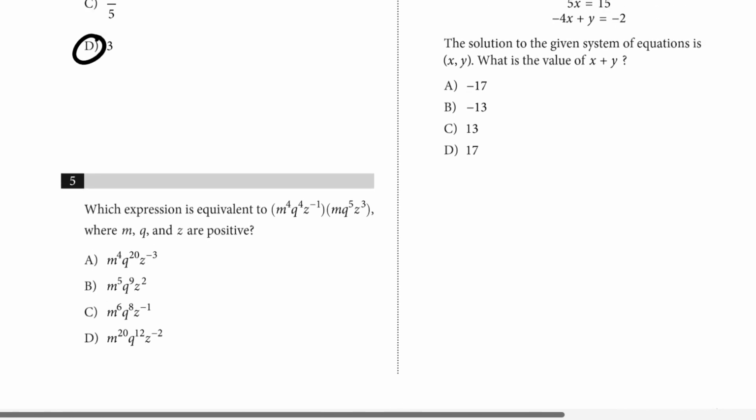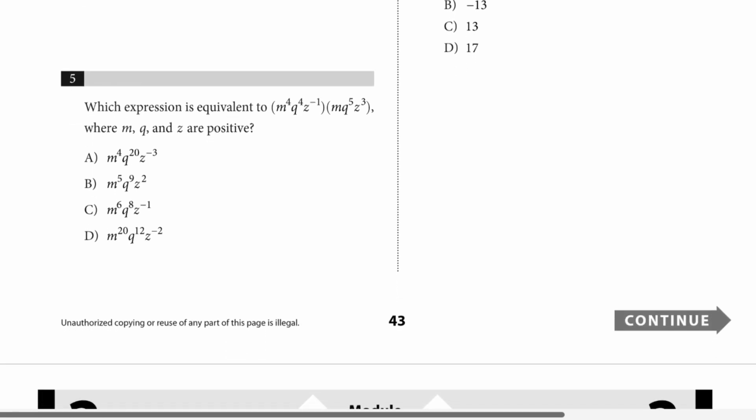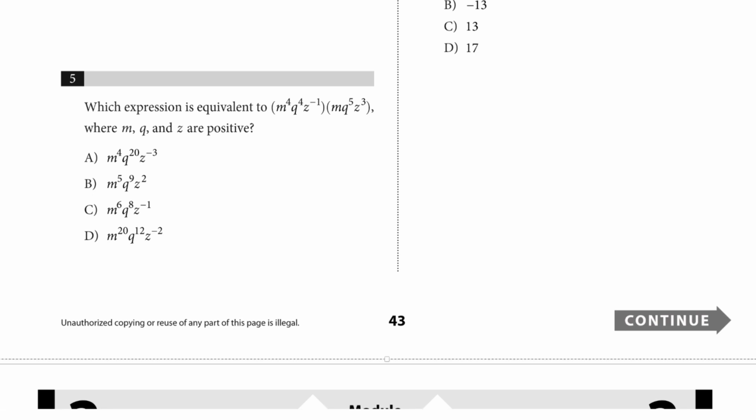So we'll do number 5 and then number 8. Which expression is equivalent to m to the 4th, q to the 4th, z to the negative 1 times m, q to the 5th, z to the 3rd?